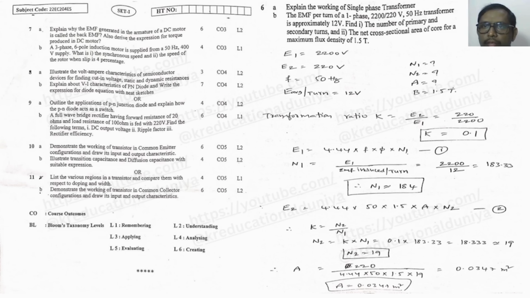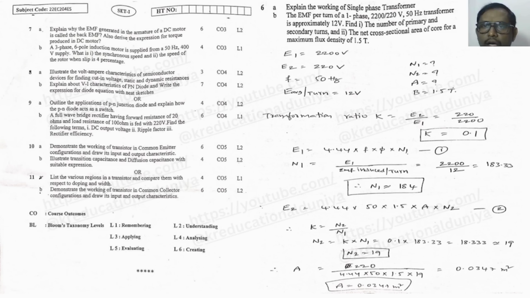We need to find the number of primary turns N1, the number of secondary turns N2, and the cross sectional area. They have given the maximum flux density, so Bm equal to 1.5 Tesla. The unit for maximum flux density is either Tesla or Webers per meter square. Here we are given B and asked to find A, so we use the formula for maximum flux, phi equal to Bm into A.